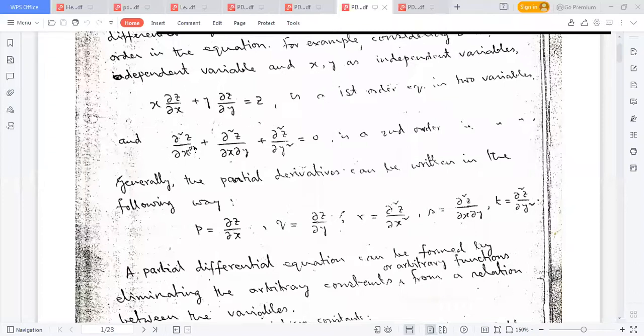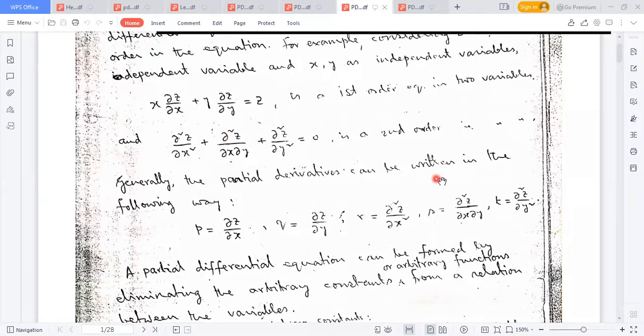Another example is del square z by del x square plus del square z by del x del y plus del square z by del y square equals 0. It is called a second order partial differential equation with two variables. Okay, second order, why? Because second derivatives exist. And here there is a single dependent variable and two independent variables, this is why it is called a partial differential equation.